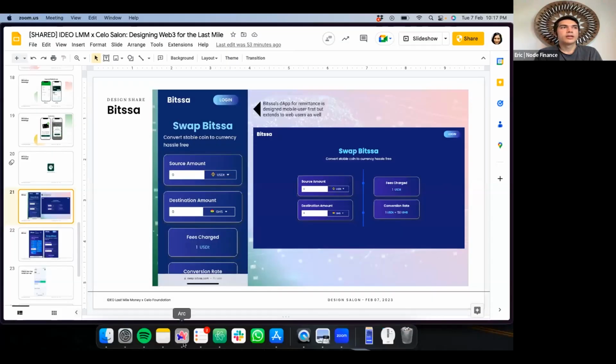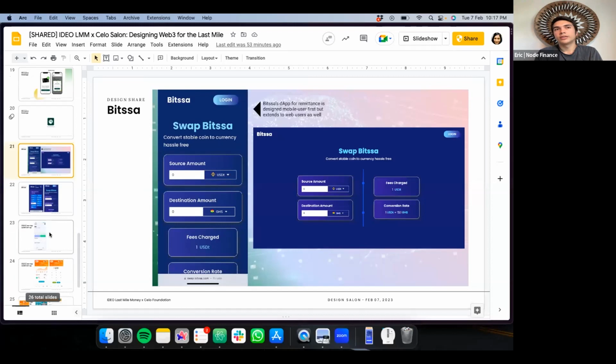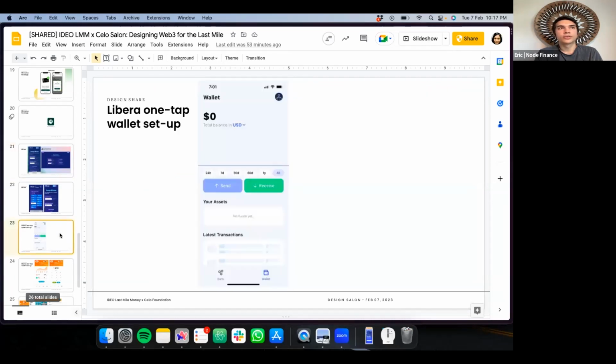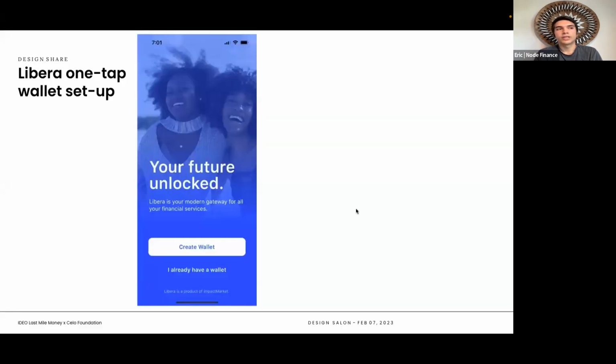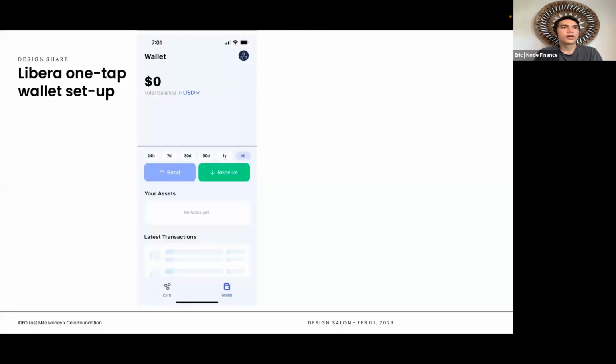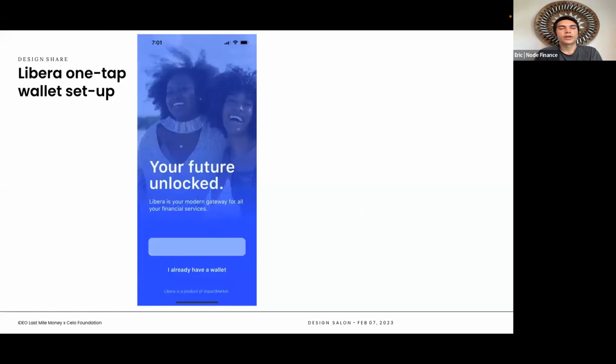So Libera, it's a mobile wallet launched by the team over at Impact Market. For those that don't know, Impact Market is a crowd-funded universal basic income protocol. And they have beneficiaries all around the world. I think they're in over 50 different countries. And they work with a handful of different organizations like the World Food Program to help with cash disbursement, financial aid, etc.